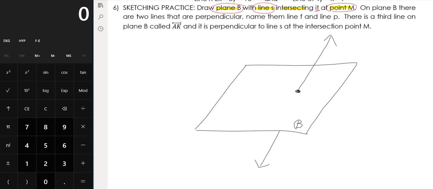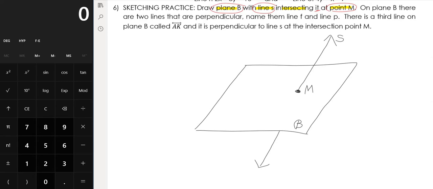They said to call this line S, so I'm going to put a script or cursive letter right near the arrow. Now it's saying that it's intersecting the plane at point M. So right here where it intersects, where we put that point, we're going to label it M. Okay, so we have a plane B with a line S intersecting it at point M. First part done. Let's keep going.